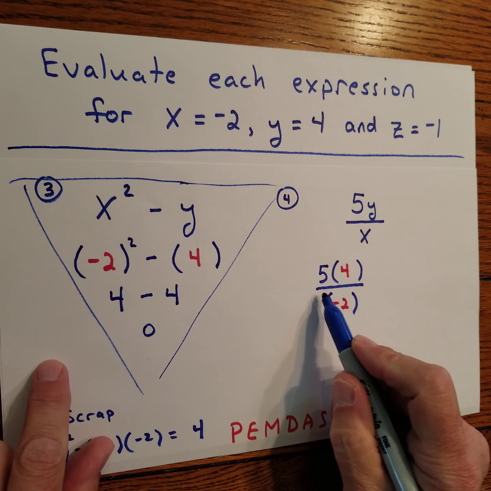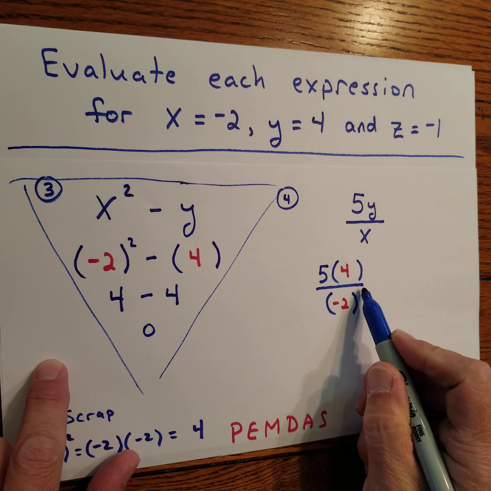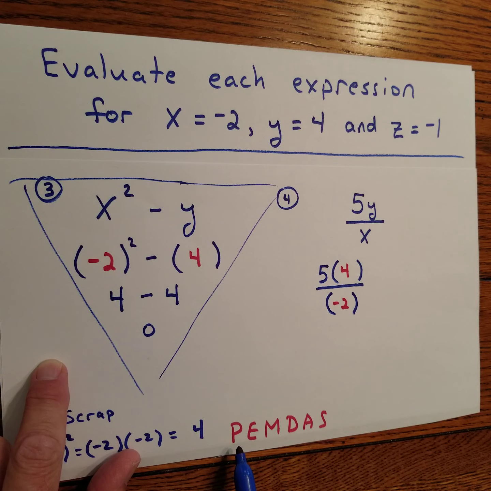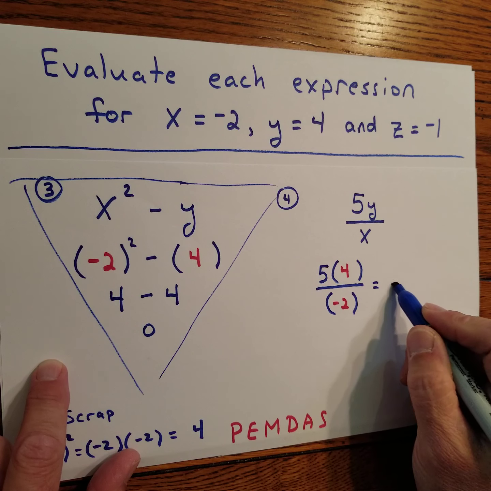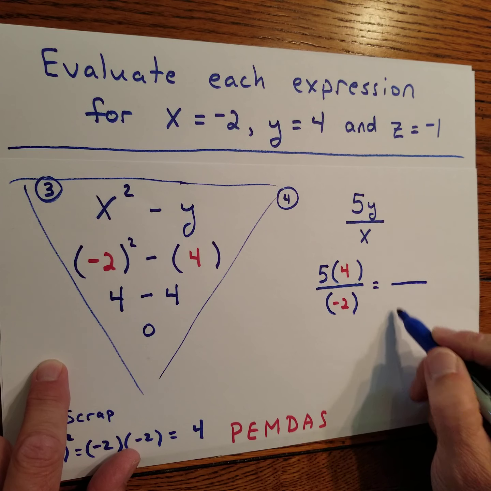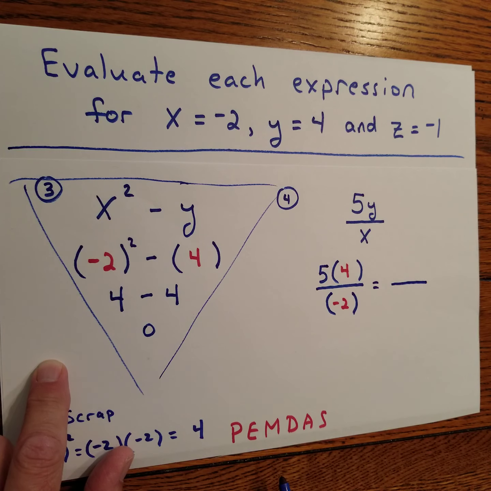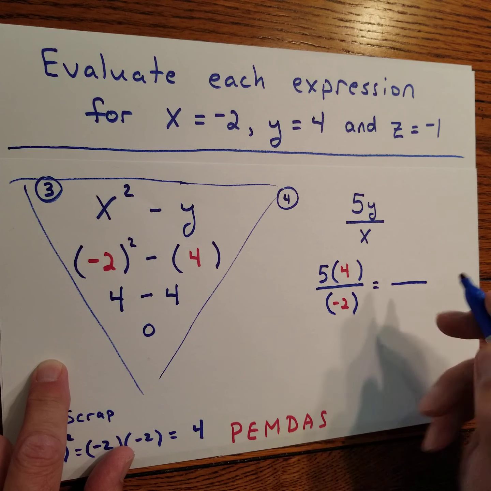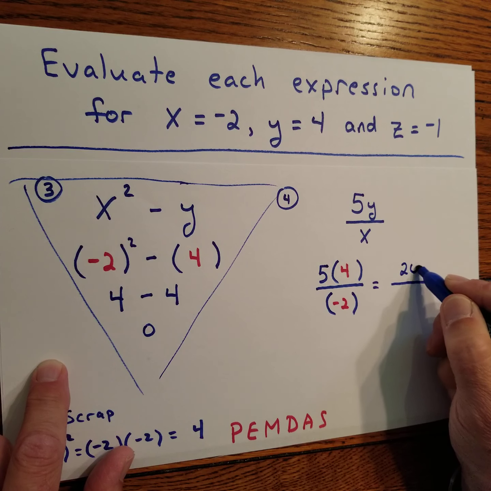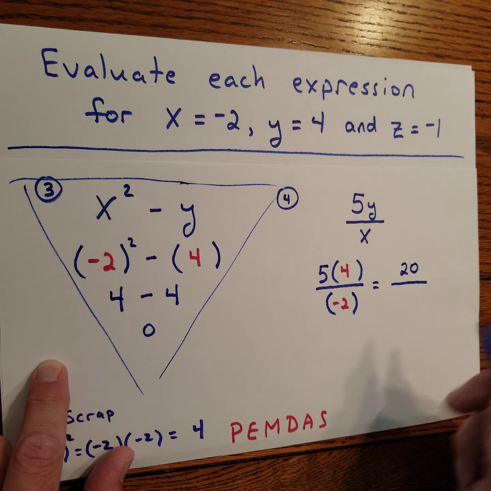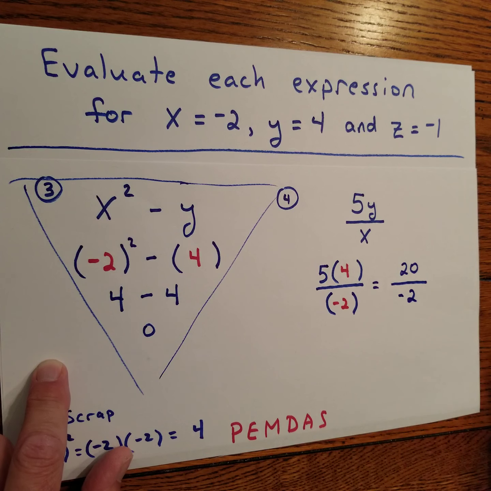Remember, this is not only a division bar, it's also a grouping symbol, like a set of parentheses. It separates my problem into a top group and a bottom group. The top group is just 5 times 4. I know that's 20. The bottom group, there's nothing to do but copy the -2.